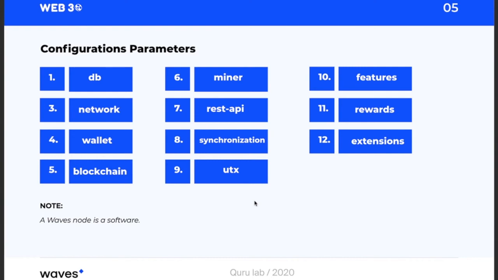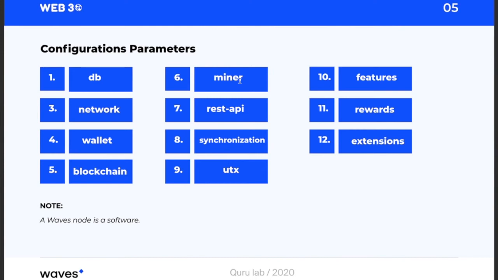But this is what happens. Remember, Waves is a proof of stake blockchain, and you need 1,000 Waves to mine a block, not to run a node. So you can run a node. By default, this parameter is on, so any node that is up is by default supposed to mine a block.